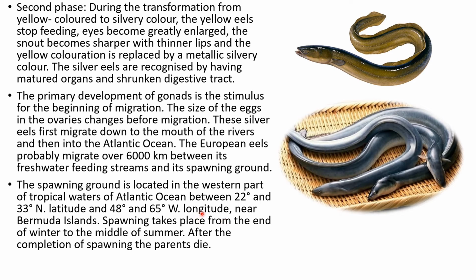The spawning ground is located in the western part of tropical waters of Atlantic Ocean between 22 degrees and 30 to 33 degrees north latitude and 48 degrees and 65 degrees west longitudes near Bermuda Islands. Spawning takes place from the end of winter to the middle of summer. After the completion of spawning, the parents die.